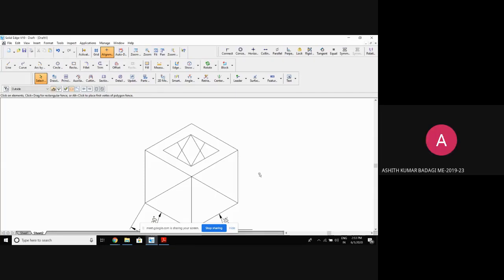Done, sir. Okay, fine. Now take the compass. From this point, you observe here. From this point to this point, keep the compass and cut an arc, till it reaches the other end. Select the arc by the center point method. From this point to this point, cut an arc.